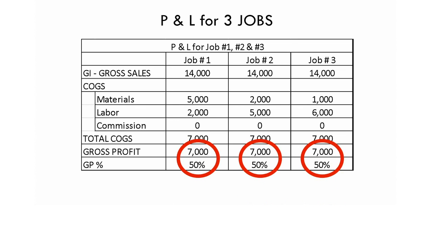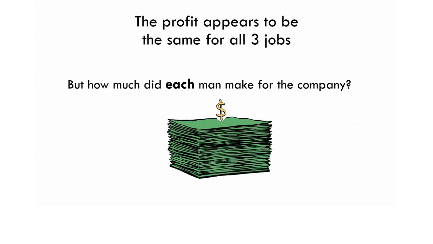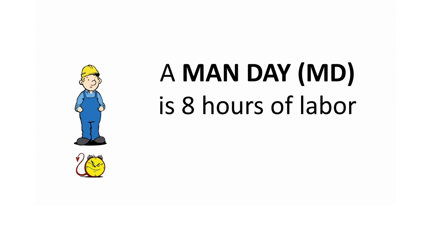When you look at all 3 jobs, they appear to be the same, and most accountants will look at this and go, hey, you're doing great. You make a 50% gross profit on your jobs as a contractor. There's no problem at all. But let's look at it a little closer, because all jobs appear to be the same. But how much did each man make for the company?